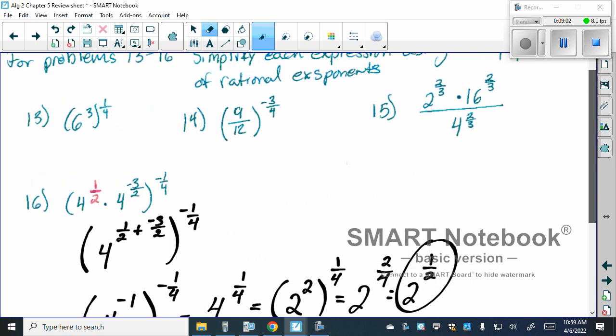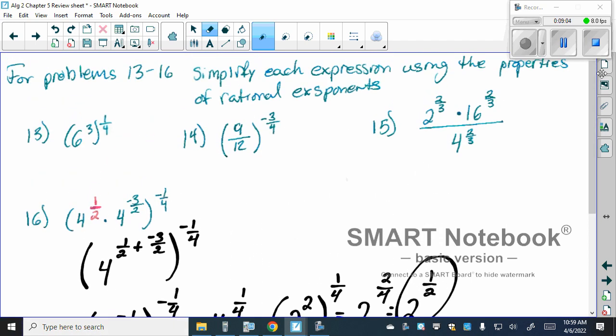Now, with most of these here, except for 15, we're going to be left with a number to a power. Because number 13, 6 to the 3rd to the 1/4, powers of powers multiply. So what is 3 times 1/4? So the answer is 6 to the 3/4. That's all we had to do. We just had to multiply those powers together.